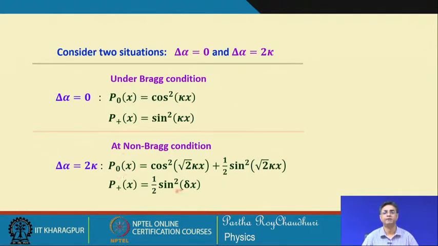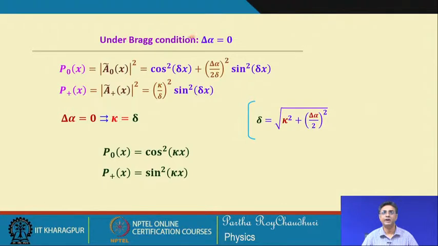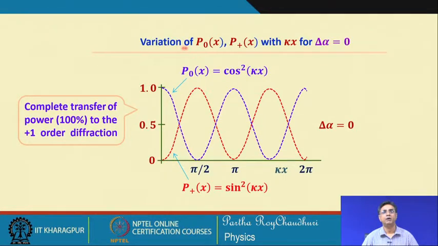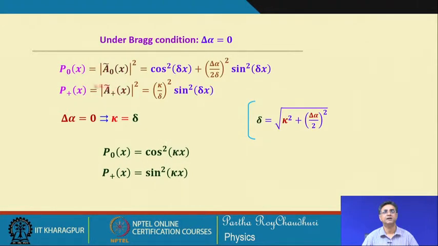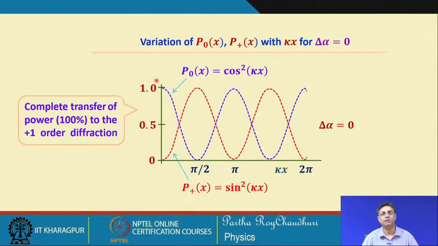We will look at the power variation curves to understand how much fraction of power can at best be coupled to the diffracted wave from the incident wave. So, under this Bragg condition, delta alpha equal to 0, kappa equal to delta, it gives you this value. Again we consider this Bragg condition, and we get this equation, and the power variation is represented by this between the diffracted plus order and the 0th order.